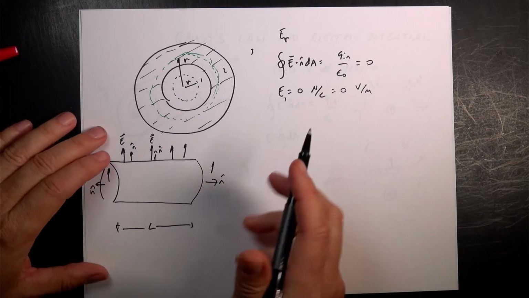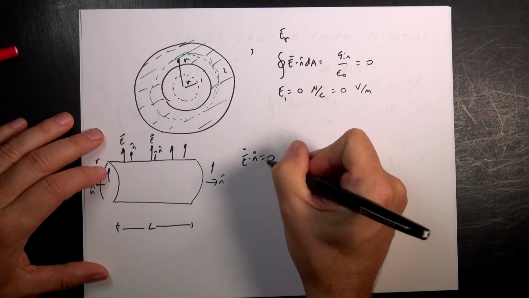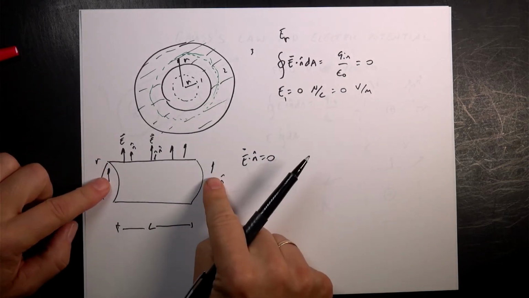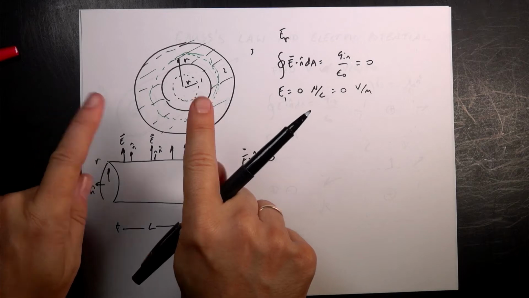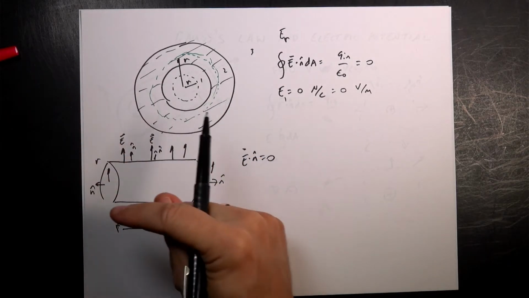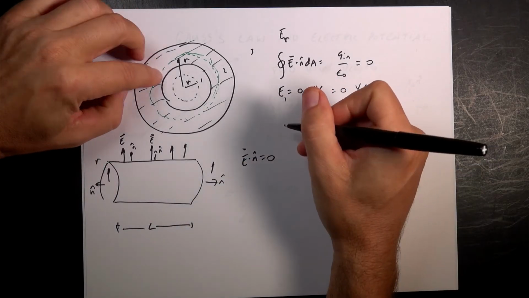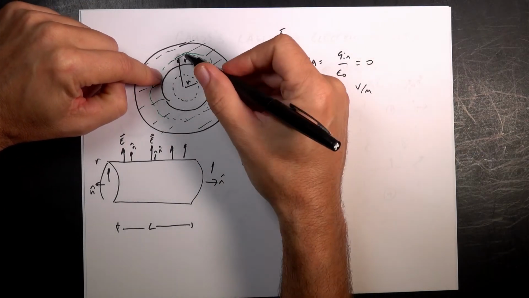So if I take the dot product on these end caps of E dot n hat, I get 0. There's no flux on these end caps because the electric field is this way, or that way, or that way, and the unit vector n hat is always on the side. So the end caps have no flux, and we don't have to worry about them. So now let's just look at the side, this whole thing.